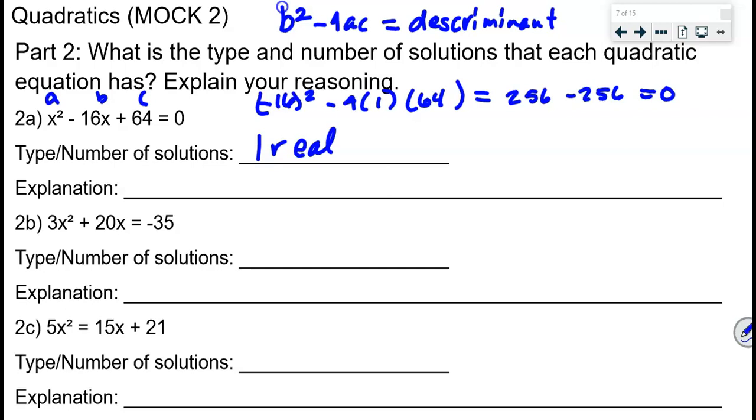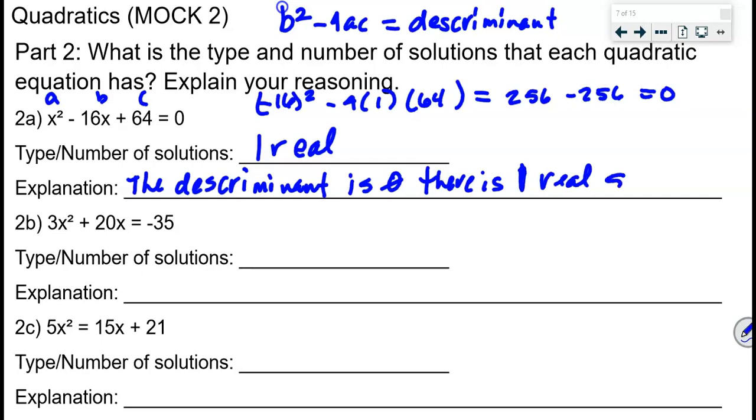because the discriminant is 0. So there is 1 real solution.